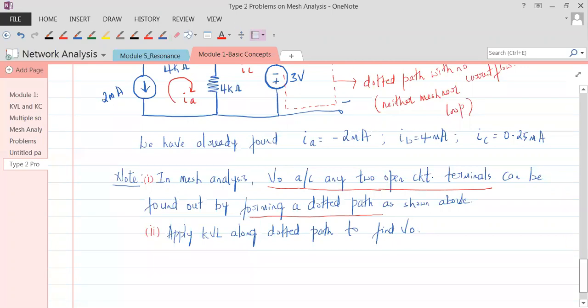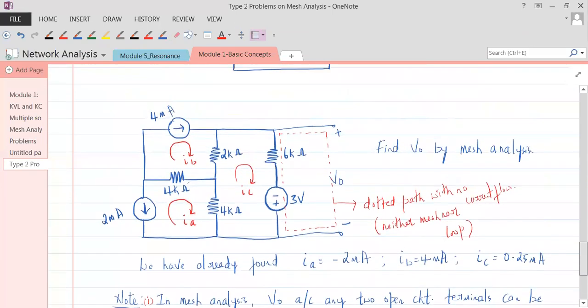Everybody concentrate here now, very important. See, I'm moving in this direction. Always I move in clockwise direction when I apply my KVL. Since I'm moving in this clockwise direction, what is the sign that I'm approaching when it comes to 3 volts? It is plus sign. So it is plus 3. Okay.